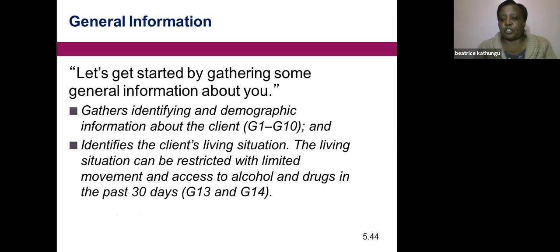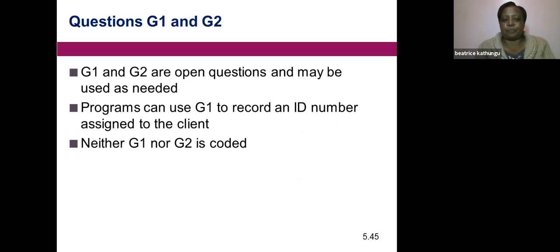So this G section is basically general information. You have G1 up to 10 for demographics. Then you have G13 to 14, which is talking about their living circumstances. Now, G1 and 2 are open questions and may be used as needed, and we are going to see that. G1 is basically where the program has an ID number for their client. So you might discover this client has a number, so you use that number.